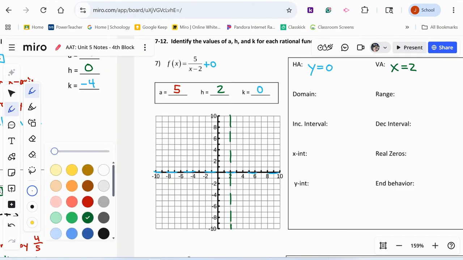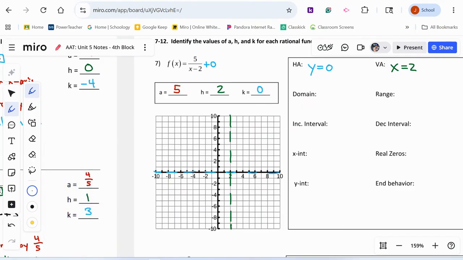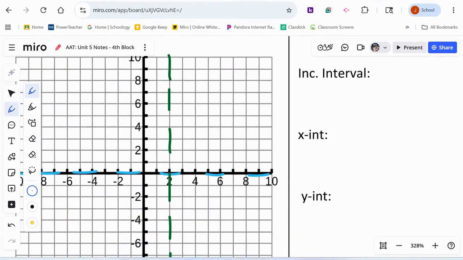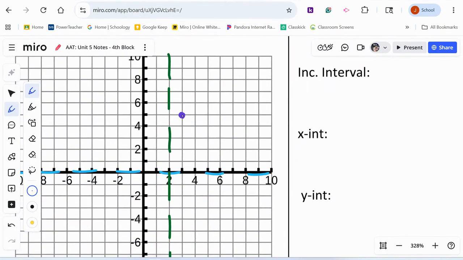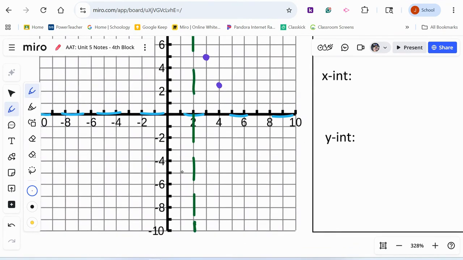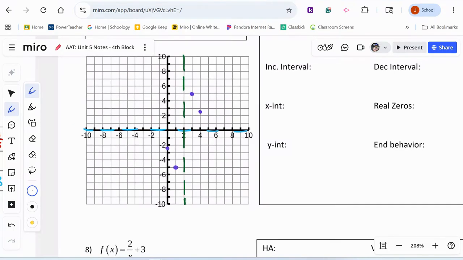So let's come here, and I will grab, let's go purple. So what was that? We were at (3, 5) and (2, 1/4). And then I was at (-1, -5) and (-2).